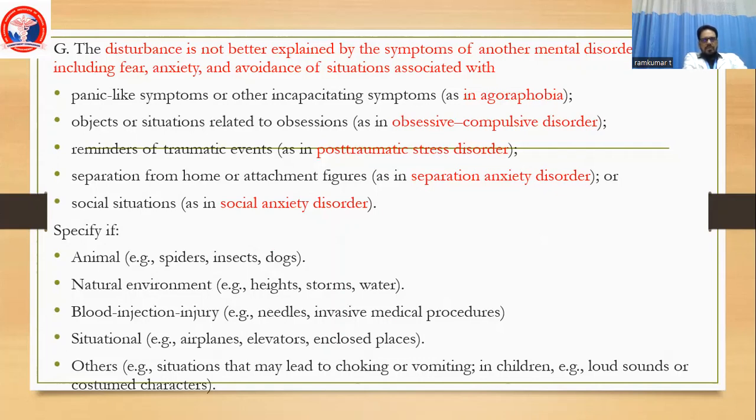Specify if animal, for example spiders, insects, dogs. Natural environment, for example heights, storms, water. Blood injection injury, for example needles, invasive medical procedures. Situational, like airplanes, elevators, and enclosed spaces. Others, for example situations that may lead to choking or vomiting, or in children, loud sounds.